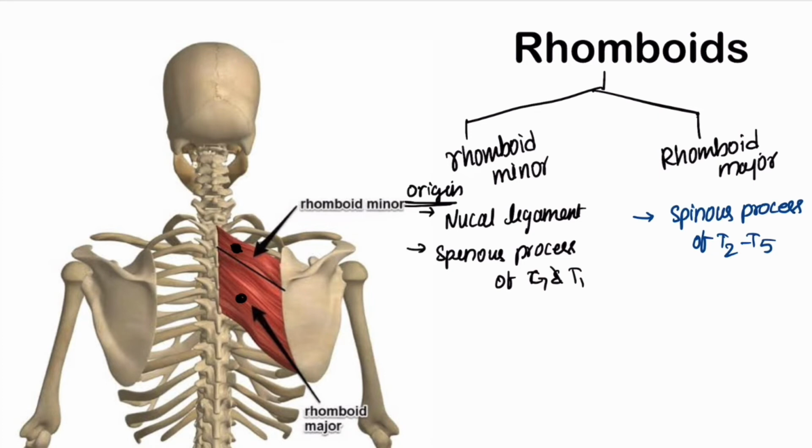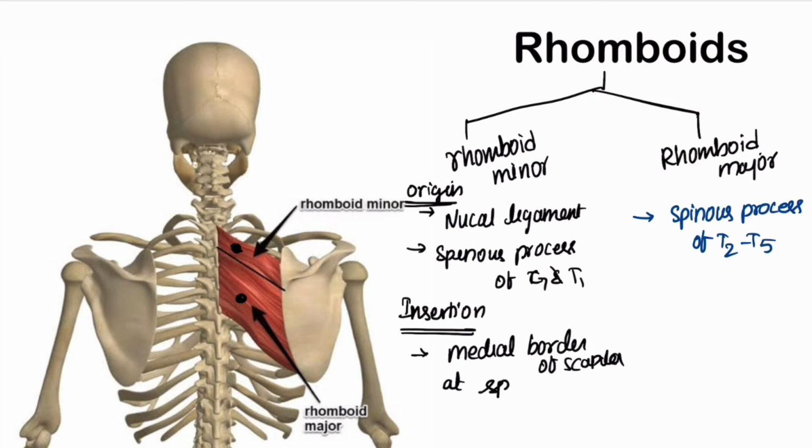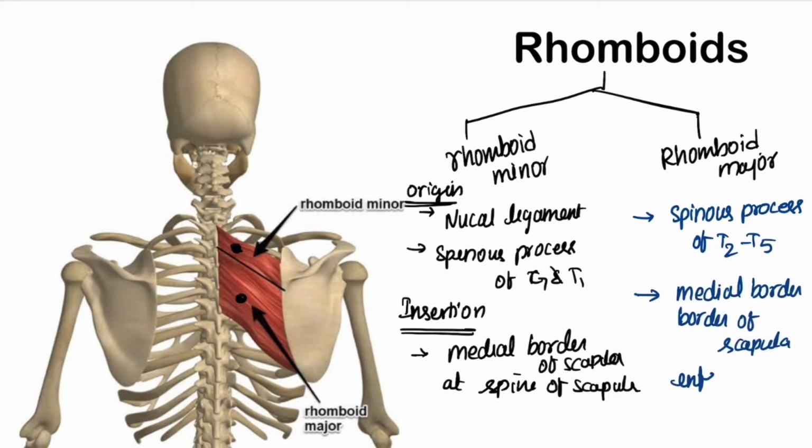Now let us look at the insertion. Rhomboid minor inserts onto the medial border of the scapula at the spine of the scapula. And the rhomboid major inserts onto the medial border of the scapula inferior to the spine of the scapula. Now let us look at them in the diagram. This is the origin of rhomboid minor and this is the insertion onto the scapula. This is the origin of rhomboid major and this is the insertion onto the scapula. That's all about the origin and insertion.